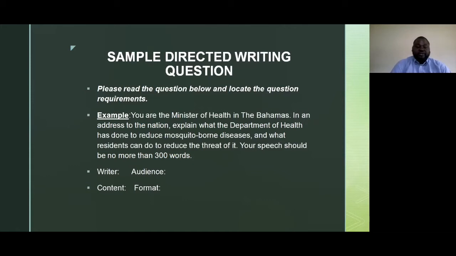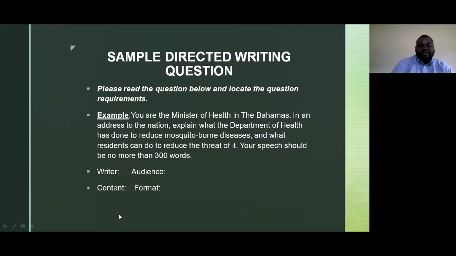This is a sample paper 3 directed writing question. The question reads, you are the Minister of Health in the Bahamas. In an address to the nation, explain what the Department of Health has done to reduce mosquito-borne diseases, and what residents can do to reduce the threat of it. Your speech should be no more than 300 words. That is a sample directed writing question.